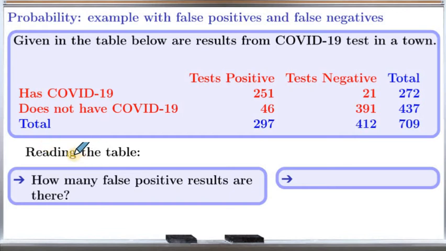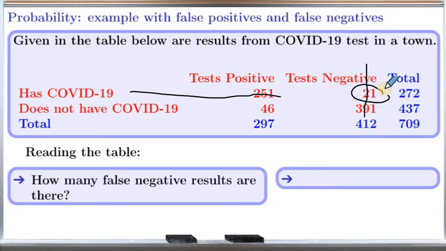How many false positive results are there? We would be looking at this row and this column. It would be this one. So there were 46 false positive results. The next question is, how many false negative results are there? We would be looking at this row and this column. It would be this one. So there were 21 false negative results.